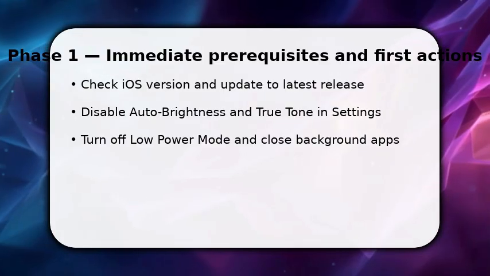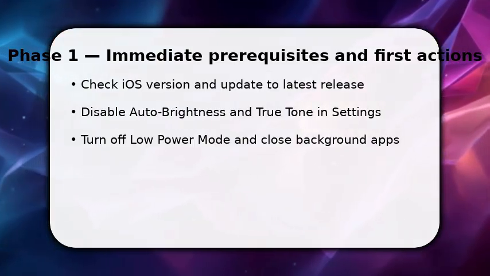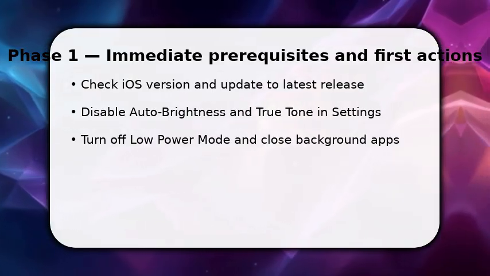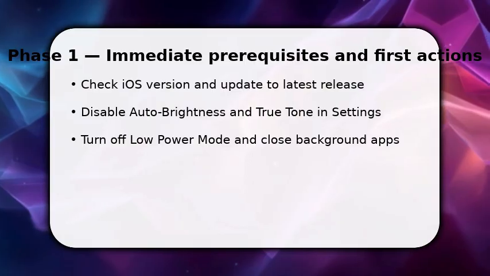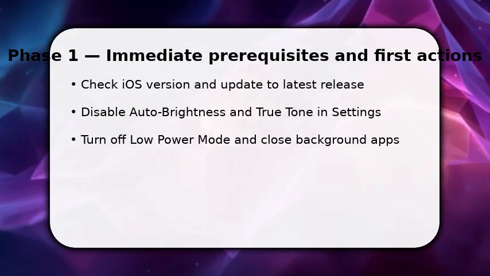You begin by preparing the device. Update iOS first so adaptive controls work correctly. Once updated, go to Settings, Display and Brightness and turn off Auto Brightness and True Tone so you control max output. Next, disable Low Power Mode because it caps brightness and performance.